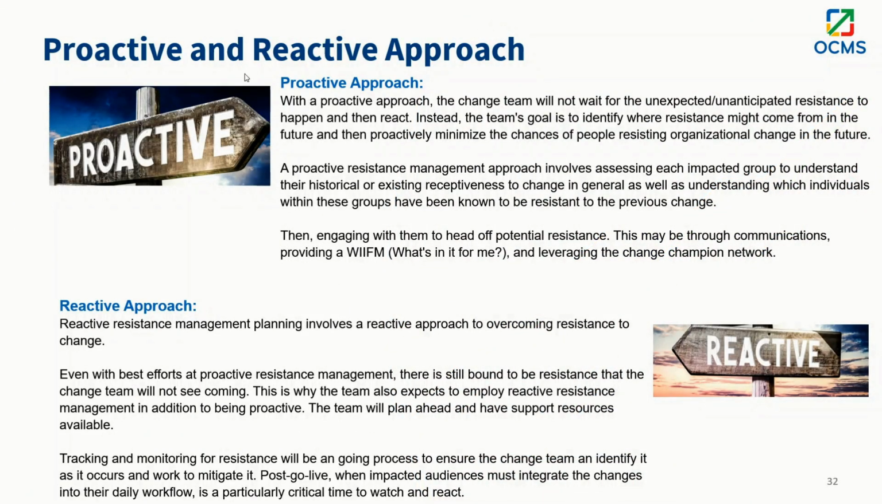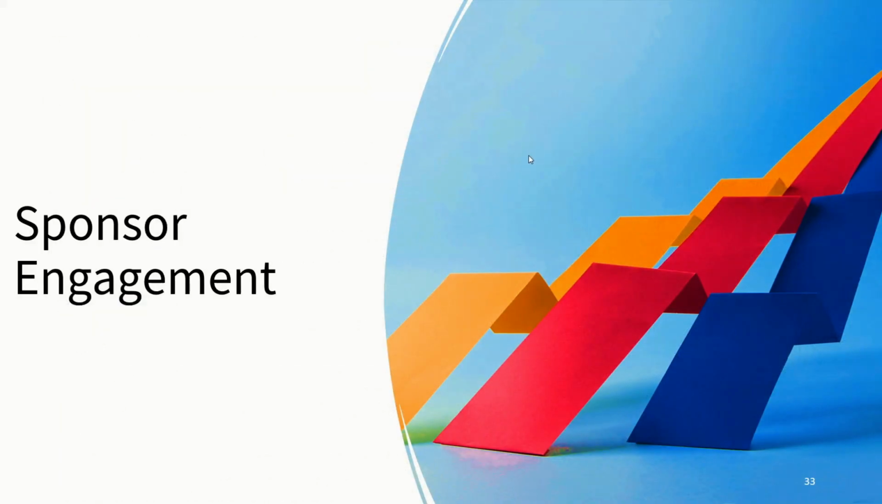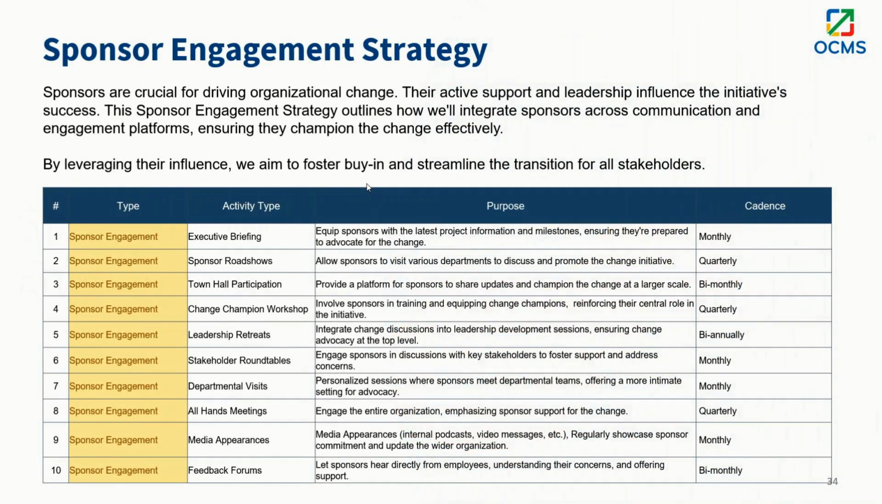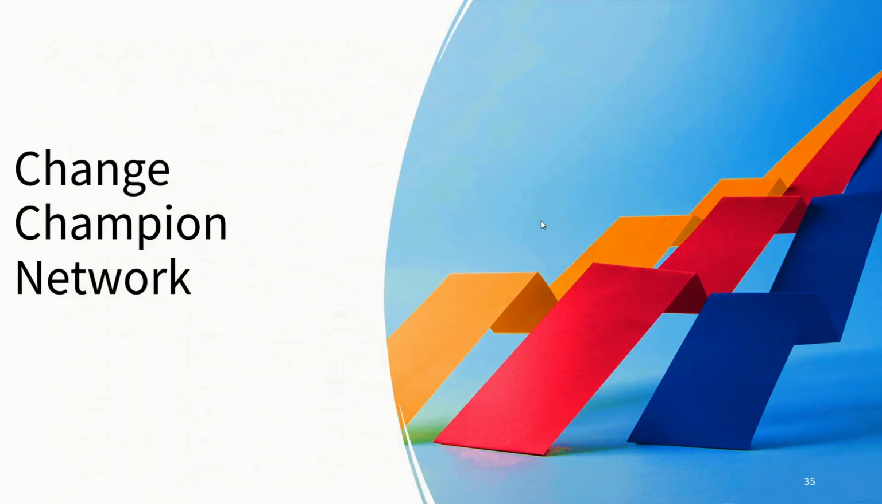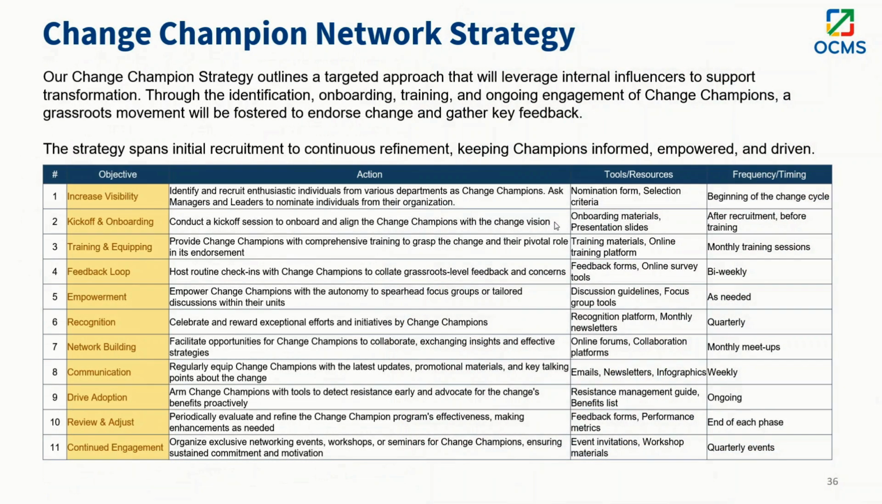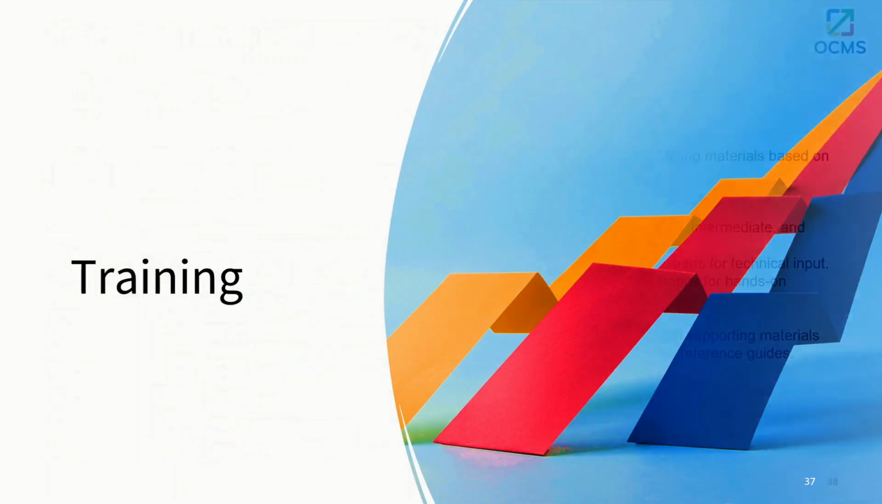You want to apply a proactive and a reactive approach. A proactive approach is identifying where resistance will come from and then developing the plans to ensure it doesn't come up. Reactive is when you identify resistance and then you have to mitigate that. This strategic playbook also includes strategies for engaging with leaders and also sponsors. And you can see here, we have included respective activity types, cadence, how often, and also the purpose. And then there is also strategies for your change champion network, as well as strategies for your training deliverables.